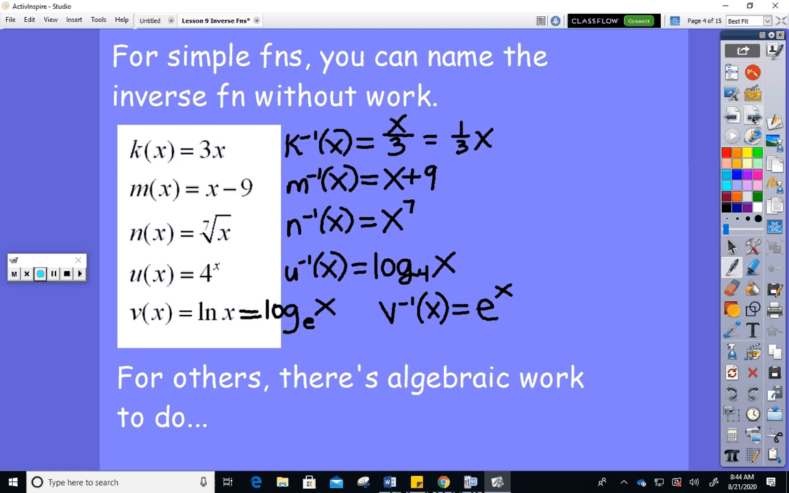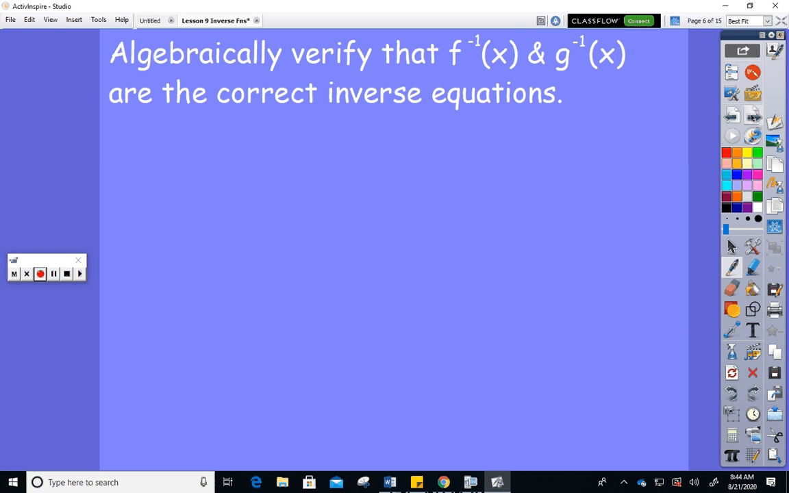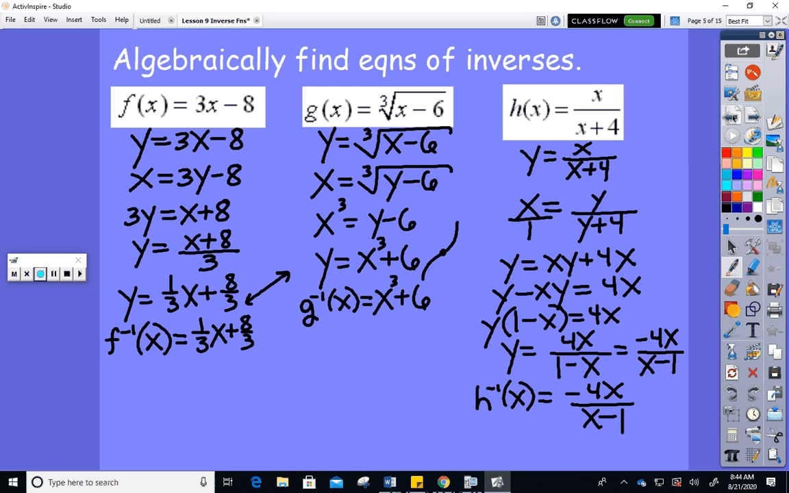So it's so easy to verify that your answers are correct that what we want to do is look at verifying your answers in multiple ways. Now we've already said we know how to verify algebraically. So a minute ago I gave you f of x is 3x minus 8, and I think that we got that f inverse of x is 1/3 x plus 8/3. Let me go back and make sure I'm not messing that up. Yep, we got 1/3 x plus 8/3.